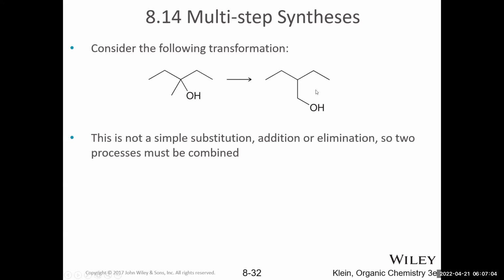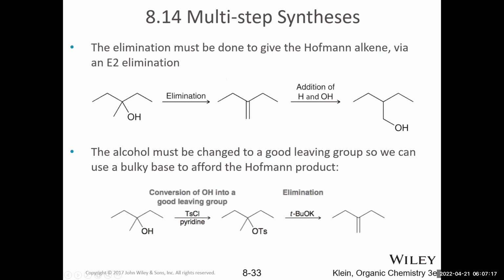Because we want the OH group to end up on this carbon, we want to make sure our alkene gets formed between these two carbons. That way we can do an addition reaction and make sure the OH ends up on one of those two carbons. So overall, we want to do an elimination specific to getting this alkene, which if you look, is going to be the Hoffman alkene. And then we're going to do an addition where we're going to do a hydration, and it's going to go anti-Markovnikov because the OH group is going to add to the less substituted carbon.